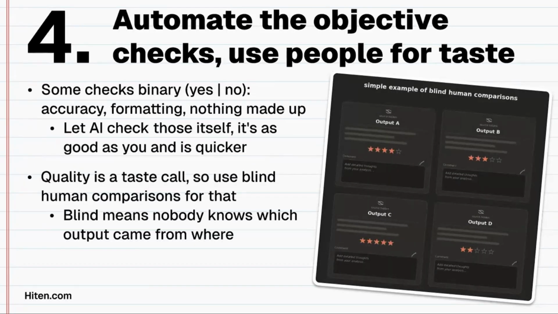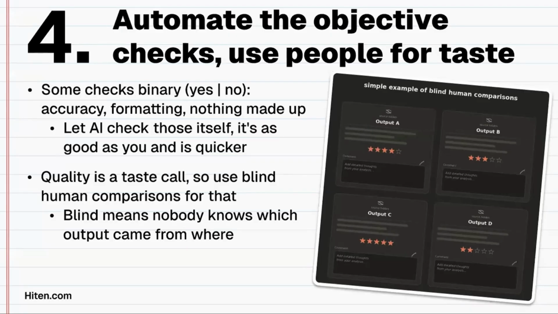Okay. And then what you want to do is automate the objective checks, and then use people for taste. So some checks are binary. That's a yes, no, like I was saying: accuracy, formatting, words that were used, things like that. Nothing being made up, so that's like fact checking. And that's a simple yes or no. So you want AI to check those itself. And it's usually going to be better and quicker than you. So the more you can get into a yes, no binary format, the better. And of course, AI can help you with all this, but that's an important piece of the puzzle.